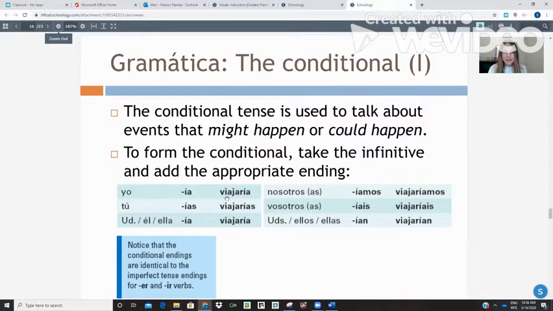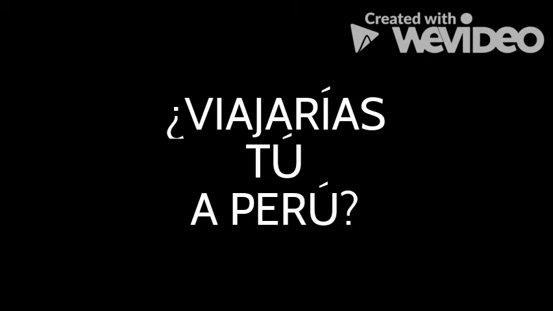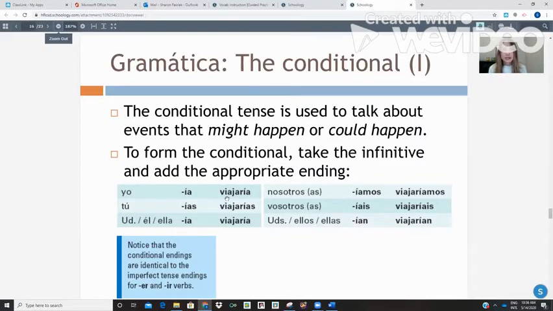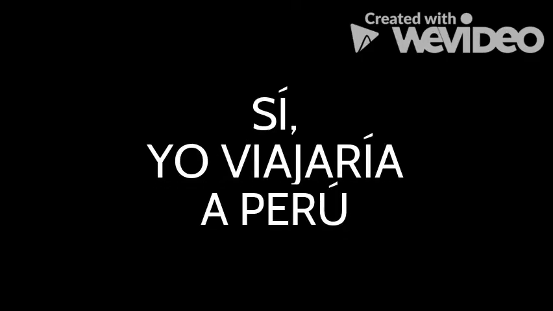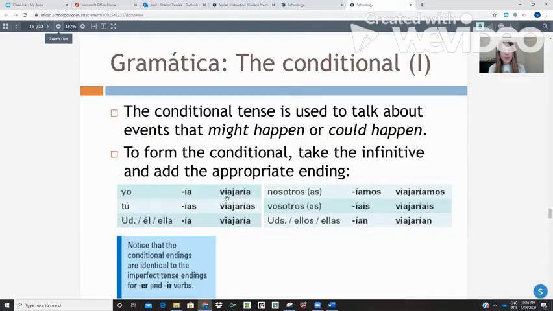So yo viajaría. Así la pregunta. ¿Viajarías tú a Perú? Would you travel to Peru? To answer that question, you just put it in the yo form and you would say, sí, yo viajaría a Perú. Me interesa mucho Machu Picchu. Or you could say, no viajaría a Perú. No me interesa nada.